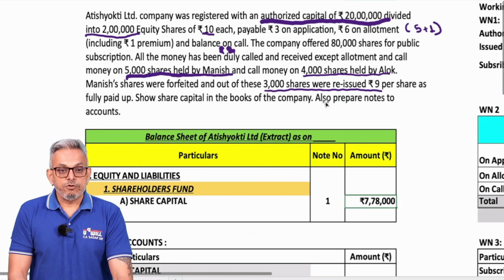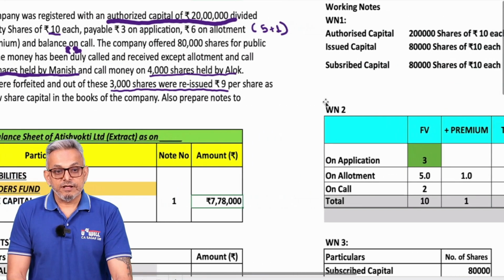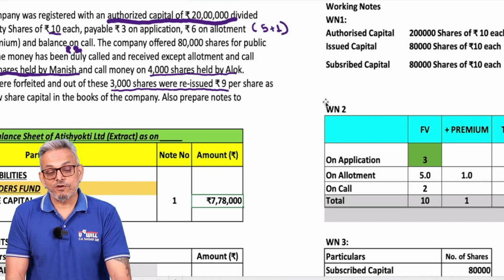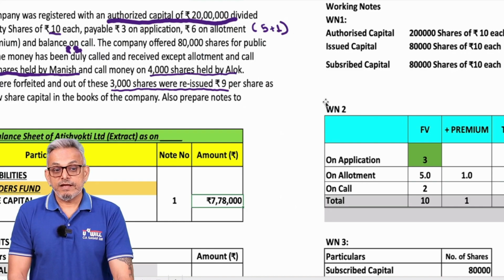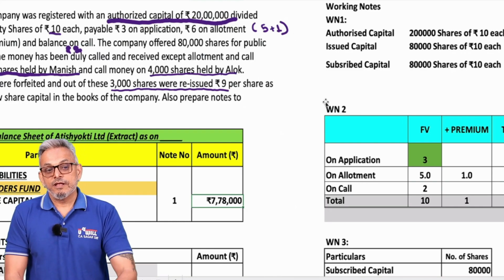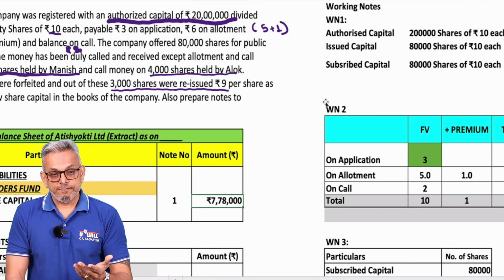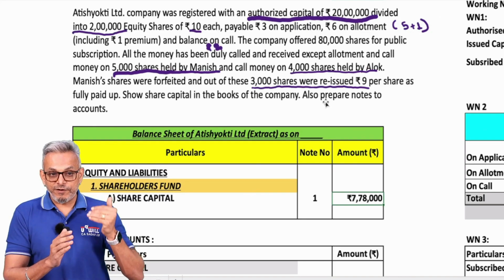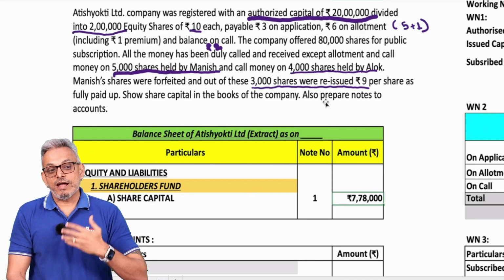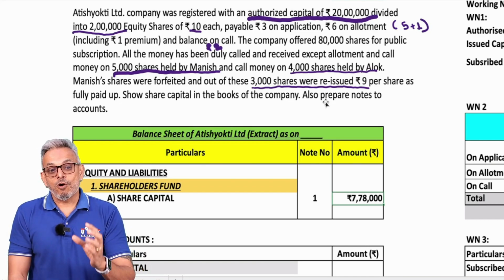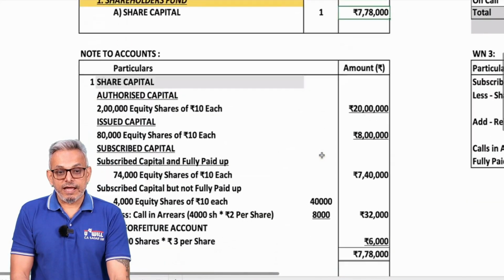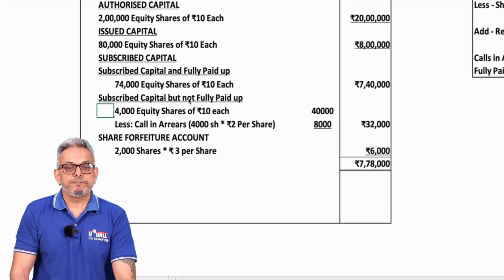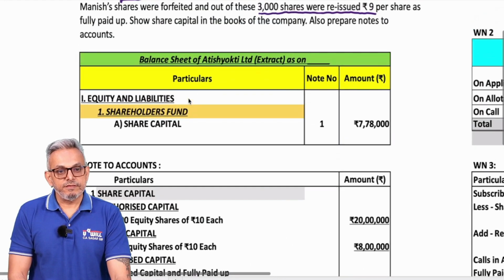If I do a recap, you need to understand what is authorized capital, what is issued and what is subscribed. See, subscribed capital has to be minimum 90% of the issued capital. If we are not getting subscription for minimum 90%, then we cannot go ahead with this public offering. Over here in this sum, the tricky part was Manish, for which we forfeited and we reissued partial shares. And then for Alok, we did not forfeit, but there were calls in arrears. So we have to do this working as shares, subscribed capital, but not fully paid up. I'll just highlight this for you guys. I hope you're clear with this sum.